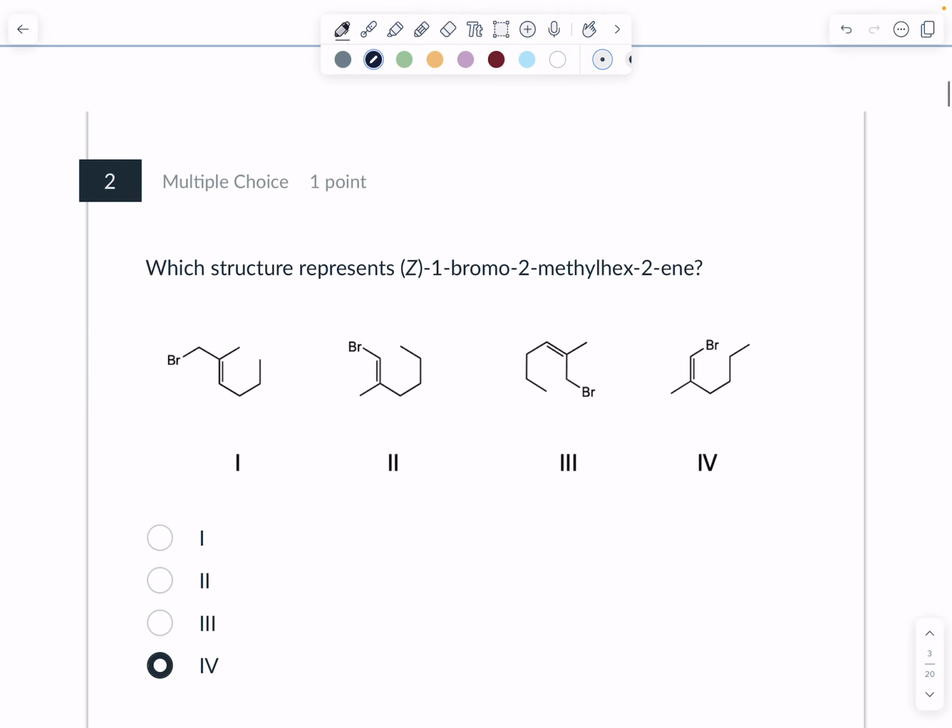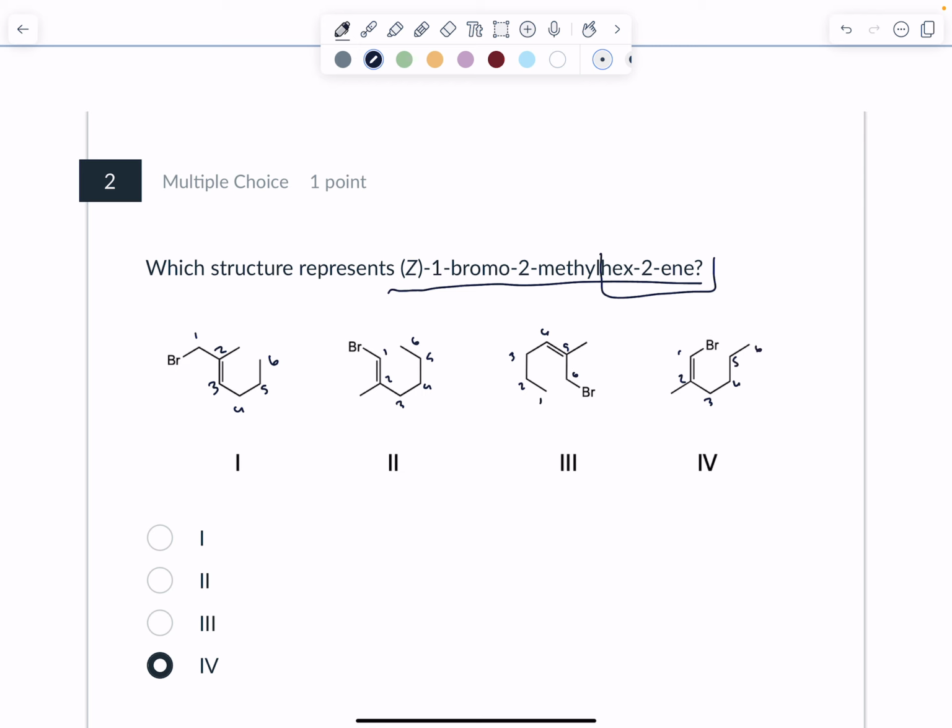The next one, which structure represents Z-1-bromo-2-methyl-hex-2-ene? So for all of these, first I'm going to look for hexene. So 1, 2, 3, 4, 5, 6 for each of them. So all these are hexene.